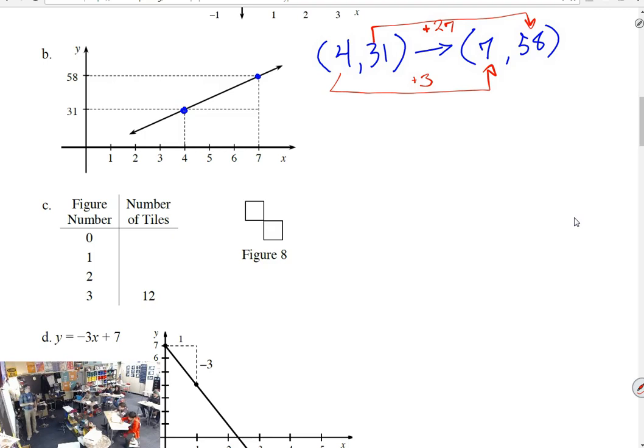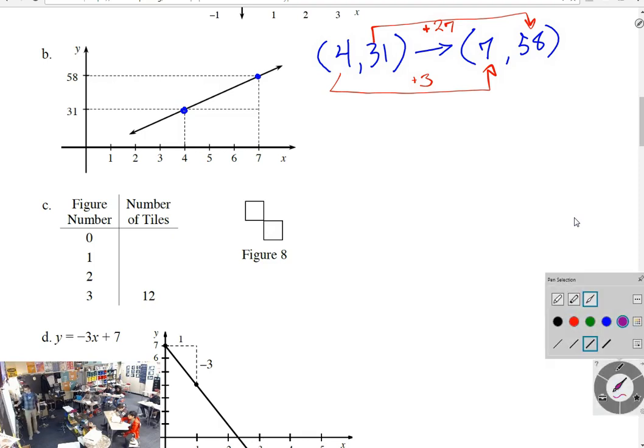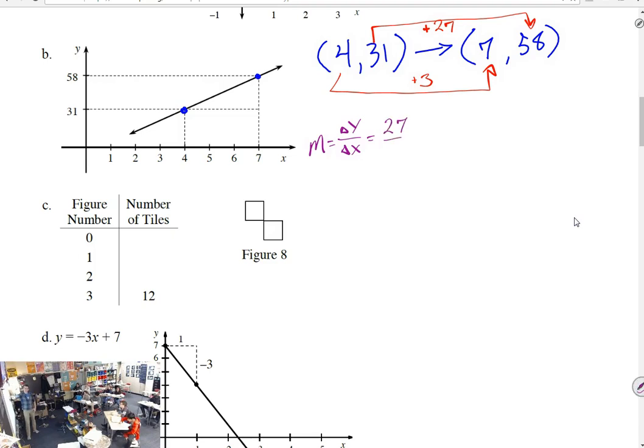So, the reason I set it up like this is when we go to look at slope, slope is the y over the x. I've already got y over x. And it is not. What did you do? Wait. Okay, so what did you do?